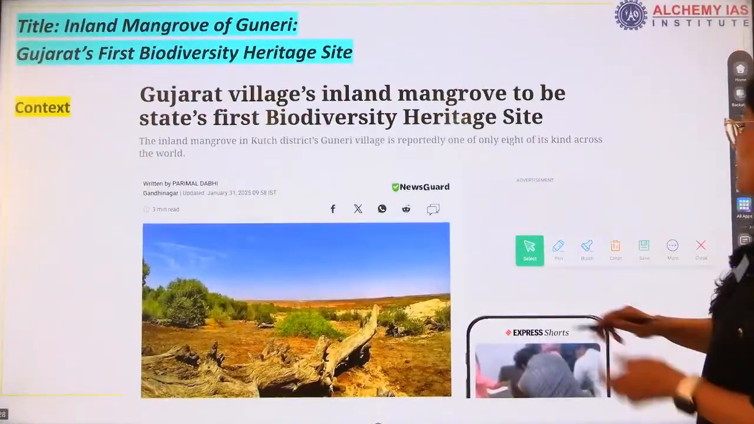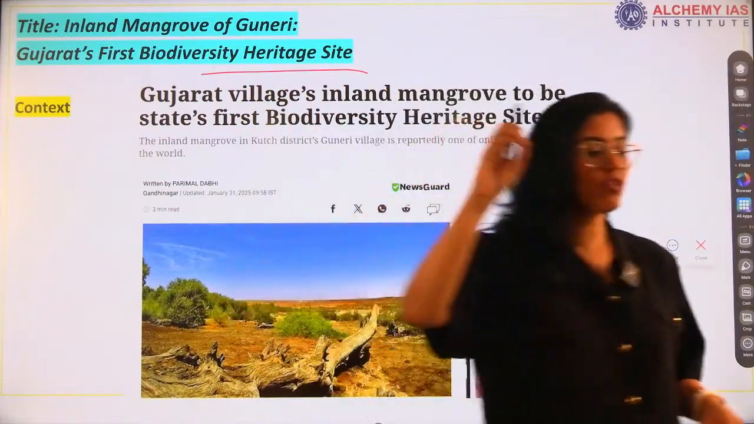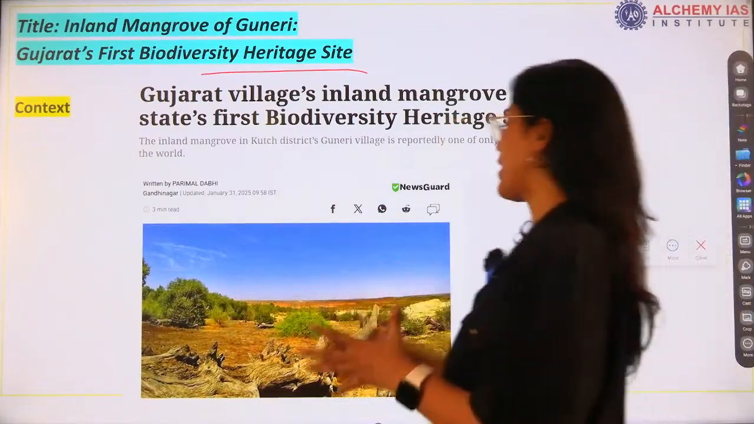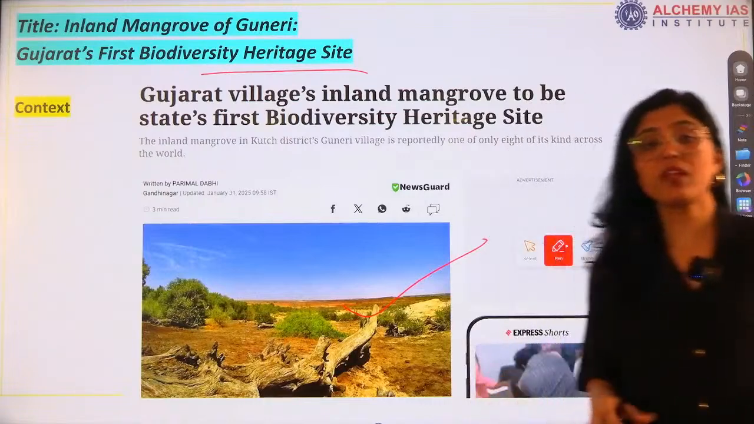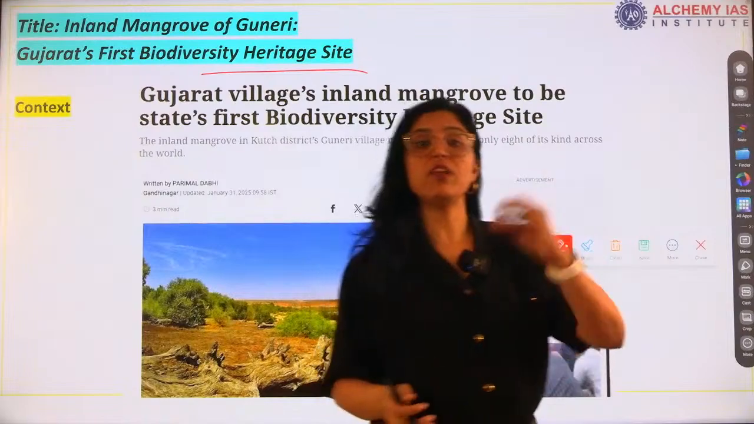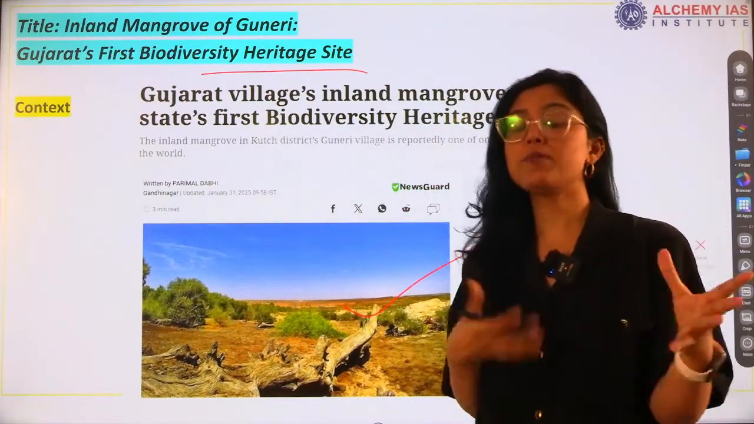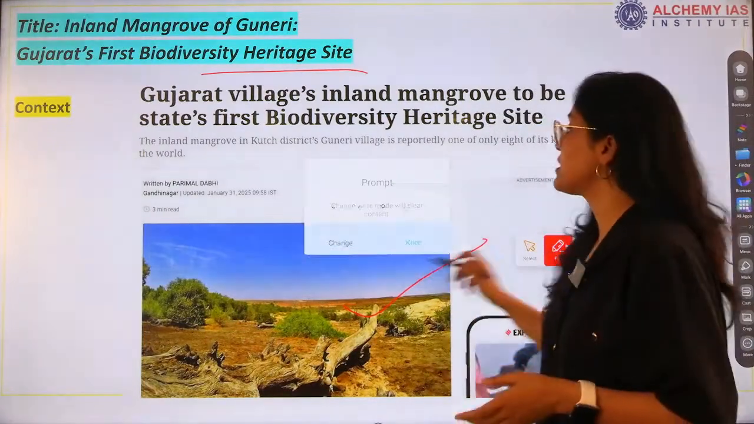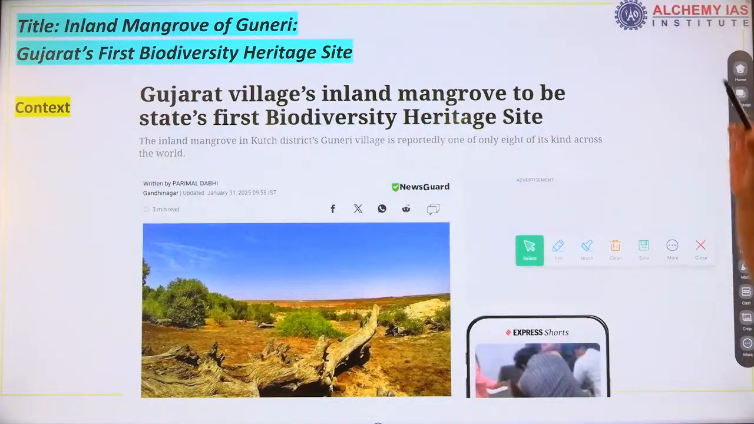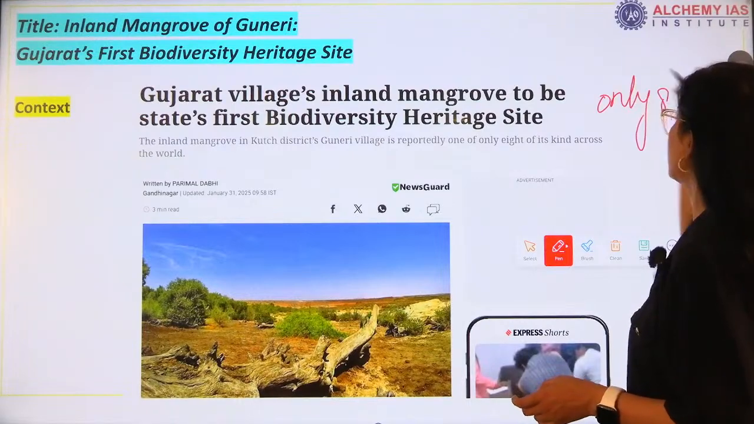Again, very important news which is related to biodiversity heritage site. Gujarat's first biodiversity heritage site, inland mangrove of Gune ri. It is one of its kind of place. In the world, only a few places are like this, like the inland mangrove of Guneri. The inland mangrove in Kutch district is reportedly one of only 8. So the number is only 8 of its kind.